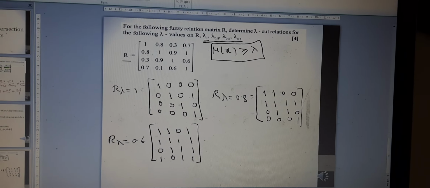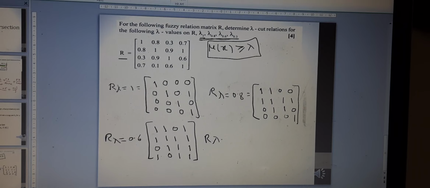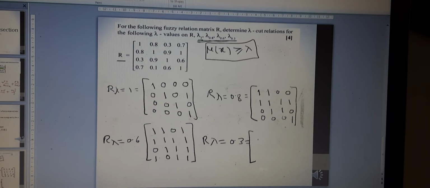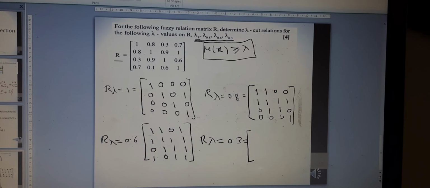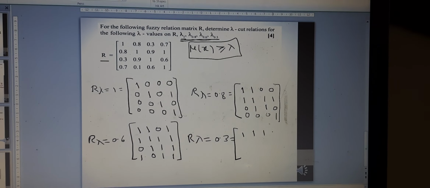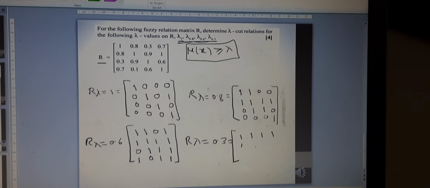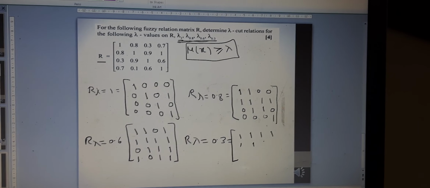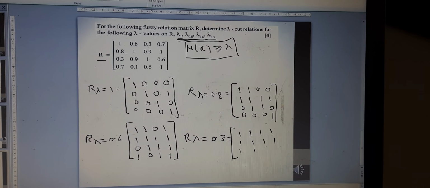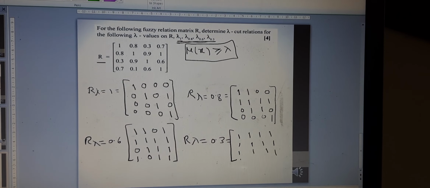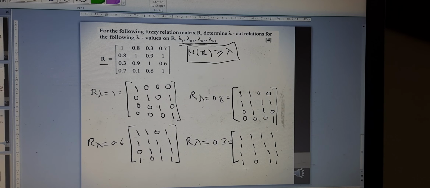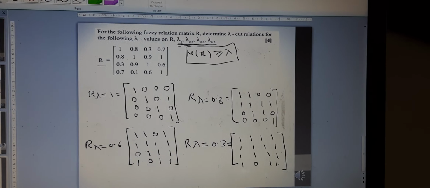Lastly, you have to find the relation R for lambda equal to 0.3. You have to consider all the values except 0.1, because 0.1 is less than 0.3. So we cannot consider 0.1 in the lambda cut set. All other values are greater than or equal to 0.3, so all other values you have to consider in the lambda cut set.